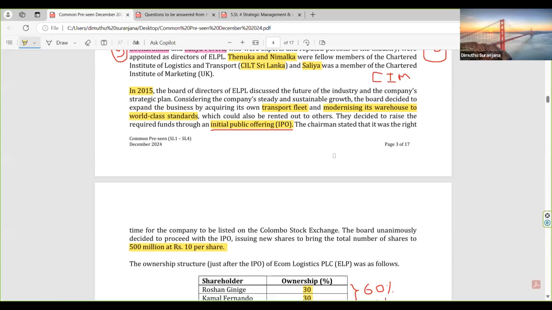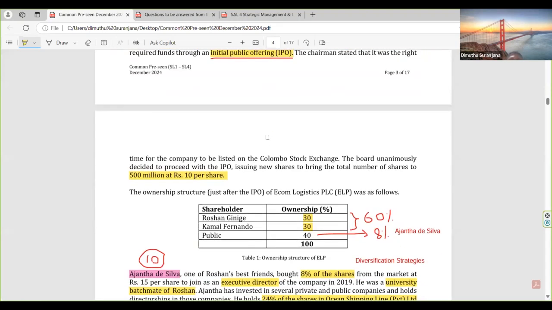Now see that information. So they want to expand the business, no? So they want to have their own transport fleet and they want to modernize their warehouse. Therefore, the funds were not sufficient for that. Therefore, they decided to issue shares to the general public. Right? So they issued shares, 500 million shares at 10 per share.